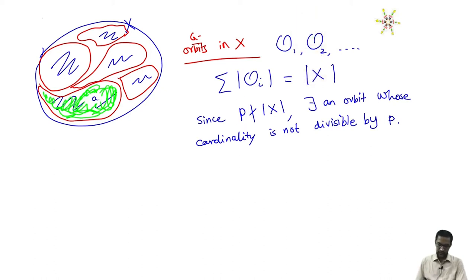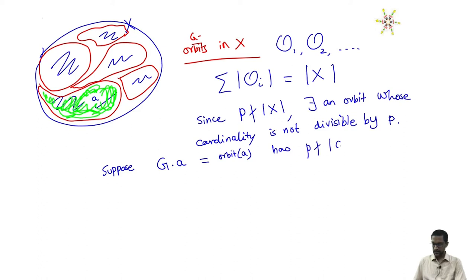Let me call that element A. So let A belong to that orbit. Suppose A is that guy. Suppose the orbit of A, remember this is the notation, G dot A just means the orbit of A, has the property that P doesn't divide the orbit cardinality. Okay, so consider that particular orbit, the one that's marked in green there.